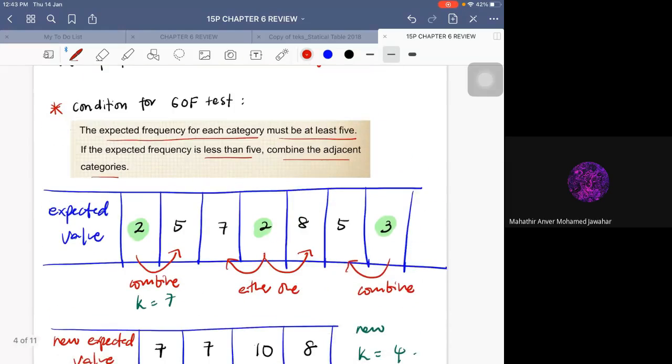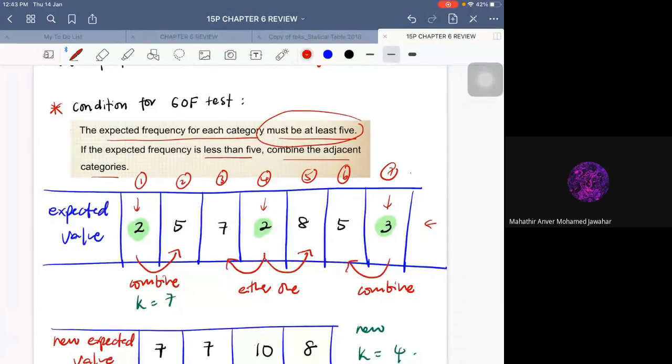Okay, for example, let's say I'm going to call these category 1, 2, 3, 4, 5, 6, and 7. I have so many of them. These are going to be my categories, and this is going to be the expected value from my calculation, for example. Now I'm going to check each of the categories. I have to make sure that they must be at least 5. If it is lower than 5, I have to combine with the adjacent category. Adjacent means right next to it. Here, the problematic categories will be category number 1, category number 4, and also category number 7, because all of them have a value that is less than 5.